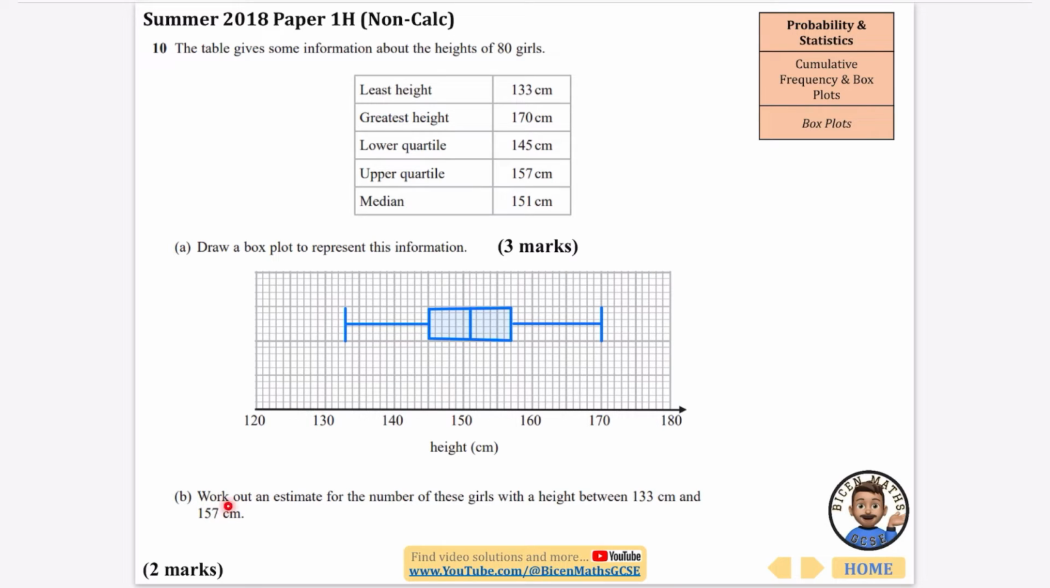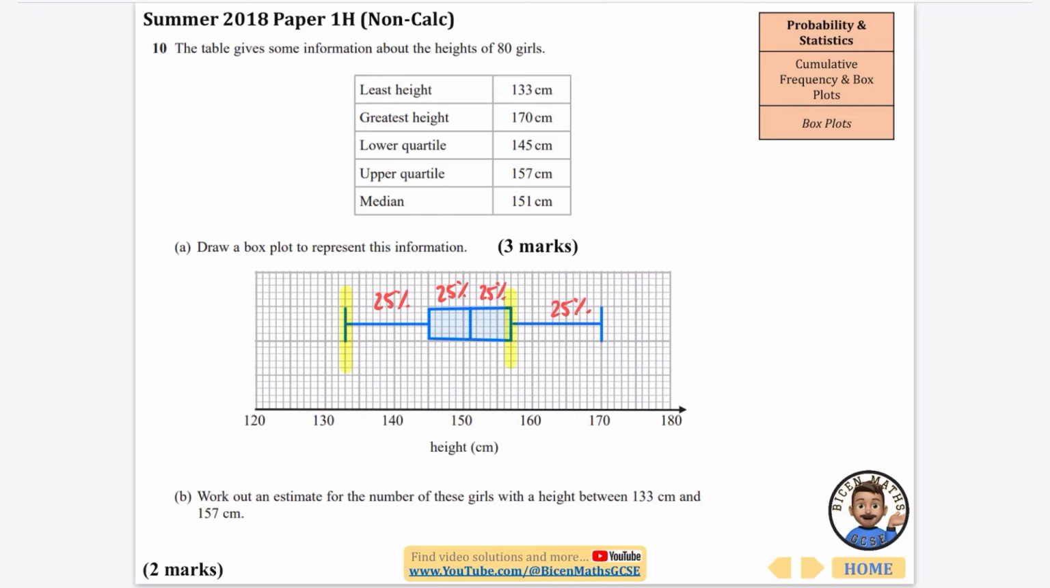So it says here, work out an estimate for the number of these girls with a height between 133 and 157. So 133 happens to be at the lowest value, and 157 happens to be here, which is at the upper quartile. Now, each of these sections represents 25%, or a quarter. So this is a 25% section, this is a 25% section, this is a 25% section, and this is a 25% section. So 75% of them we would estimate to be between 133 and 157.